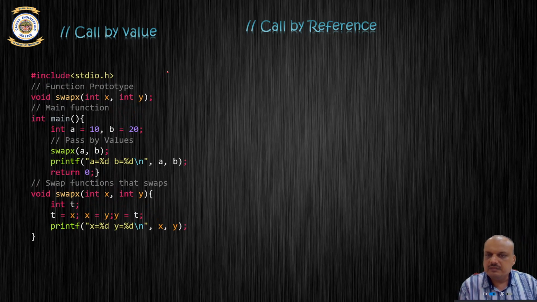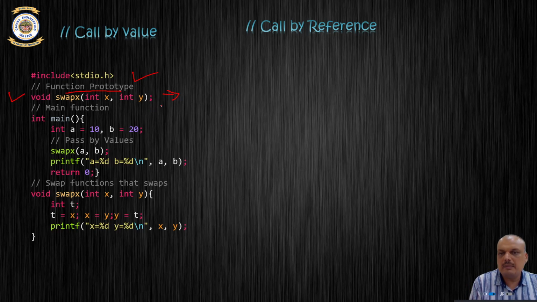Look at this piece of code. This is a piece of code where I write a function called swapx. I want to swap the values of these two variables which are passed into the function. So I have my standard preprocessor directive which is stdio.h. Then I have my function declaration, which is also called function prototyping. Because the declaration just creates a prototype, it doesn't allocate memory or do anything like that. So declaration is also called prototyping.